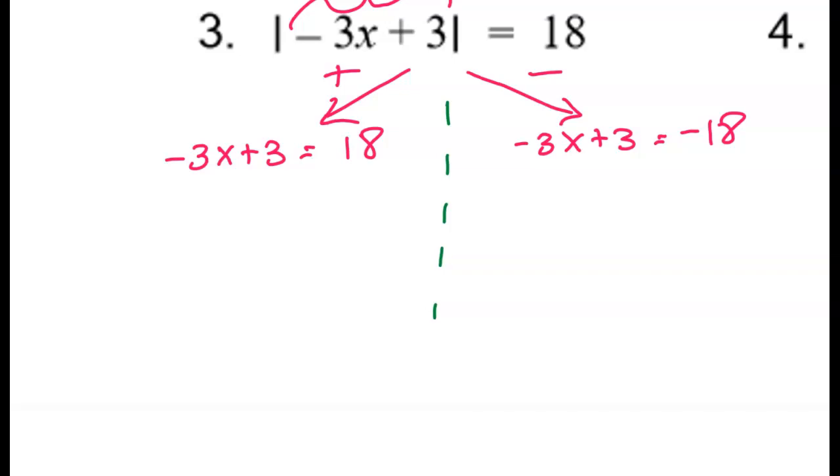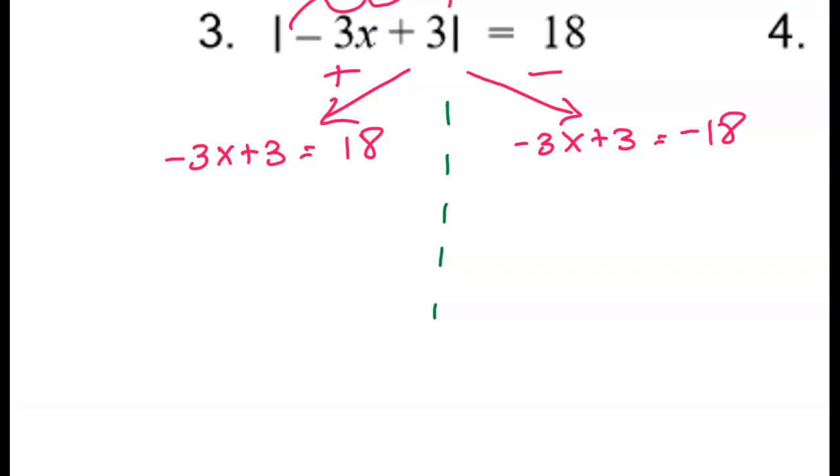Bam. What do I do first to get x by itself? I want to get that plus 3 to the other side. Right now it's a positive 3. Am I going to add 3? What's opposite of adding? Or what's opposite of plus 3?